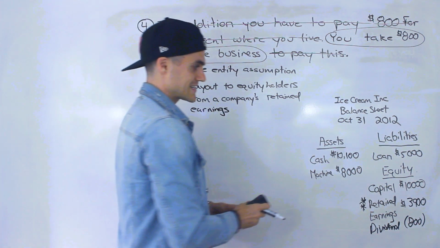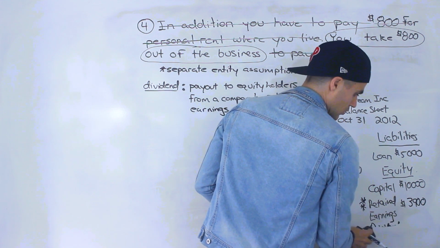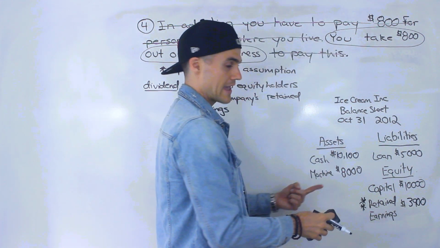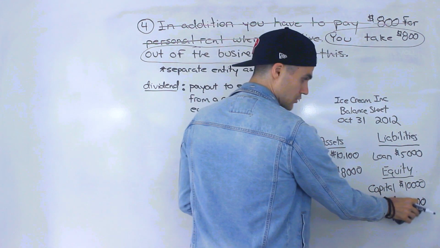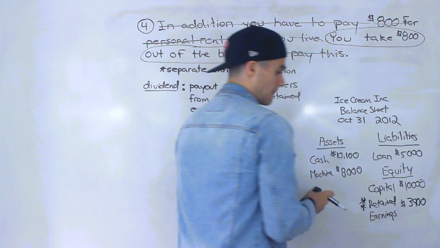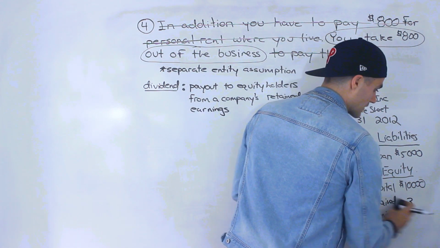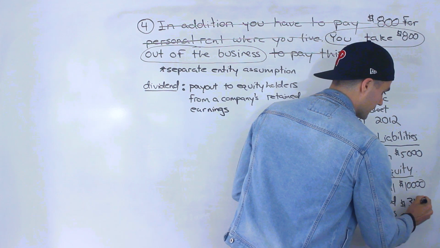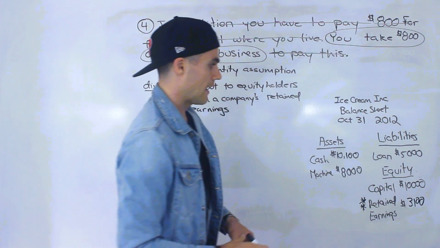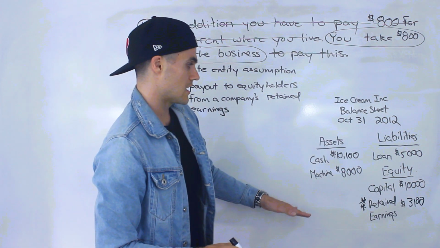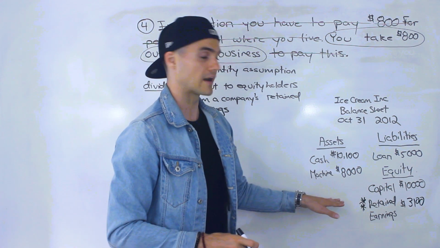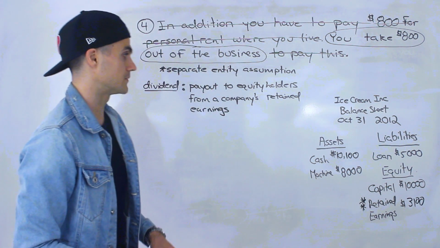Okay, so what happens is the retained earnings goes down by 800. So 3,900 minus the 800, we would have 3,100. And now notice that both of these sides balance. They both add up to 18,100.